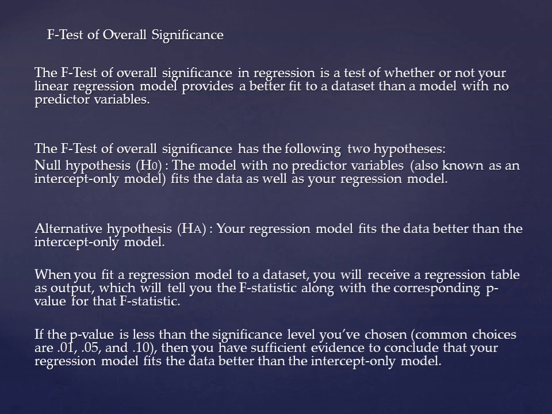When you fit a regression model to a dataset, you will receive a regression table as output, which will tell you the F statistic along with the corresponding p-value for that F statistic. If the p-value is less than the significance level you have chosen, common choices are 0.01, 0.05 and 0.10, then you have sufficient evidence to conclude that your regression model fits the data better than the intercept only model.